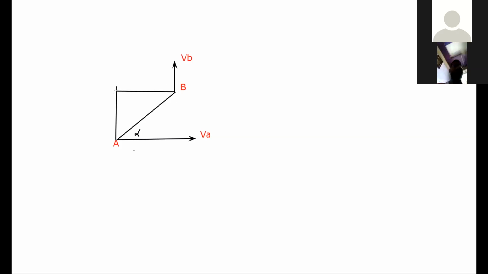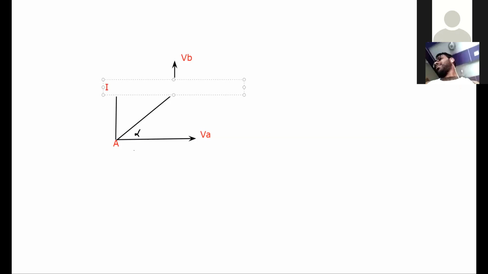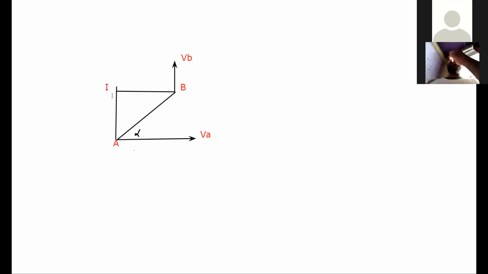Whatever point I got here is my I point. It is the instantaneous center of this link. If this is the link AB, then I will be the center of this link. Now be careful, this is the very sensitive part.